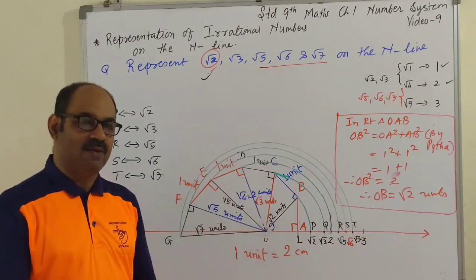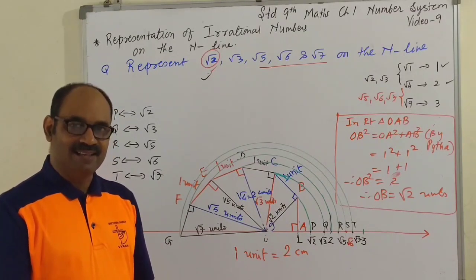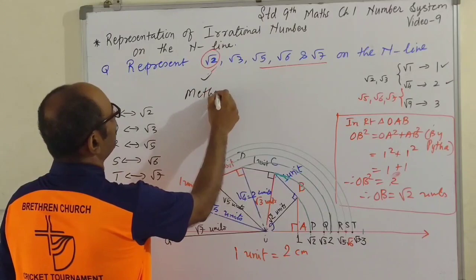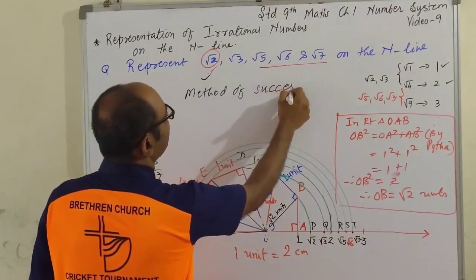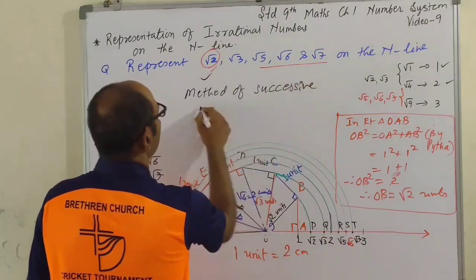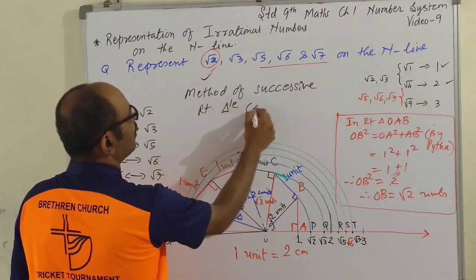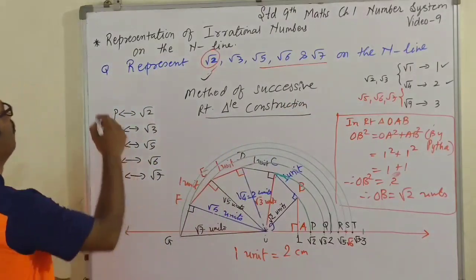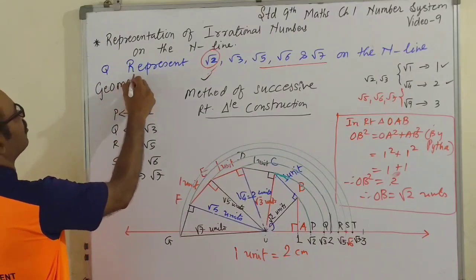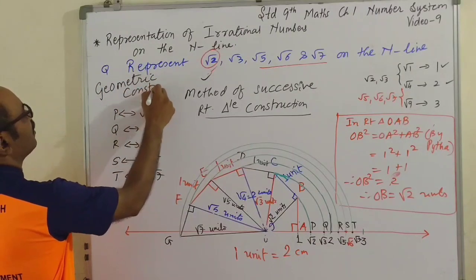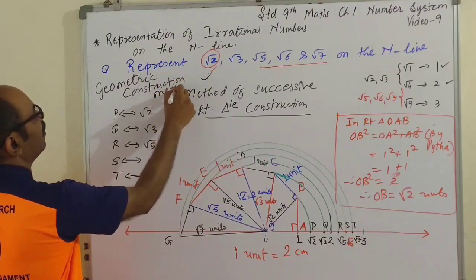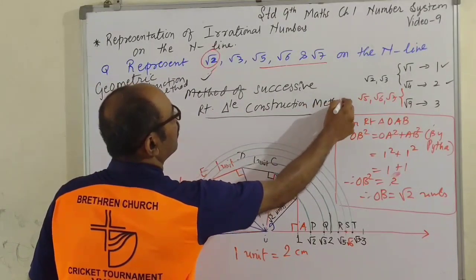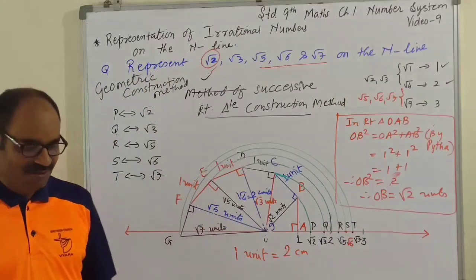One unit you have chosen is equal to 2 centimeter. Is that clear to you? So this is the second method, the method of successive right triangle construction. The earlier one was the geometric construction method. Alright? Or you may say successive right triangle construction method. As you like. Is that clear to you?